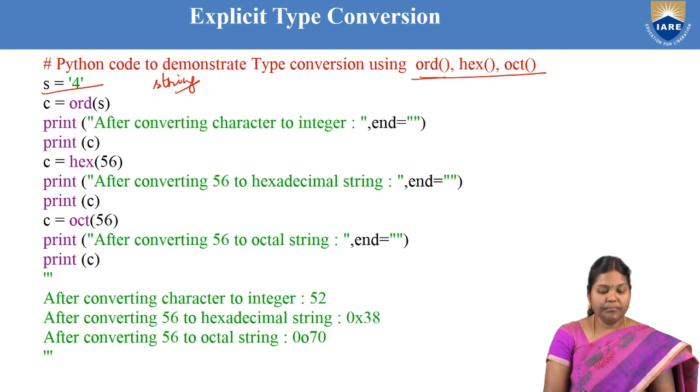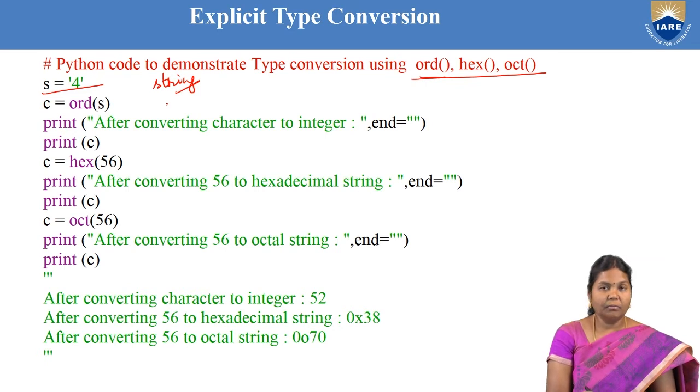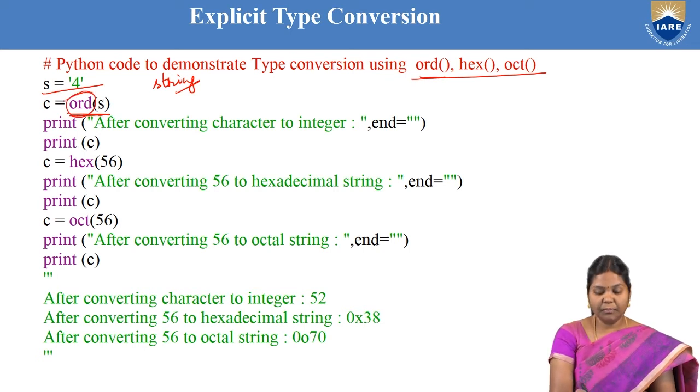Now what we are doing? S is containing a single character. Now we are writing C is equal to ord of S. That means the character will be converted into an integer. The character 4 will be converted into an integer with the usage of this ord function. What is the output that you will get? You will get the output as 52. The character 4 was converted into an integer.